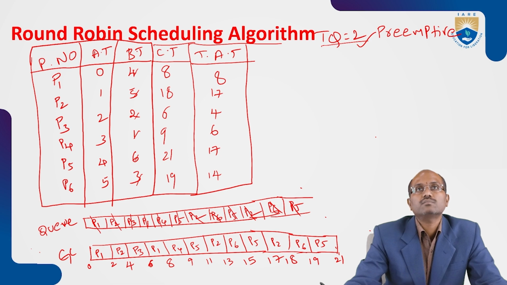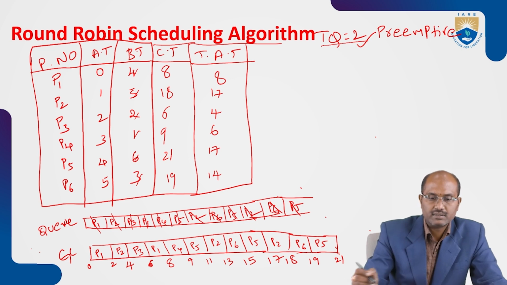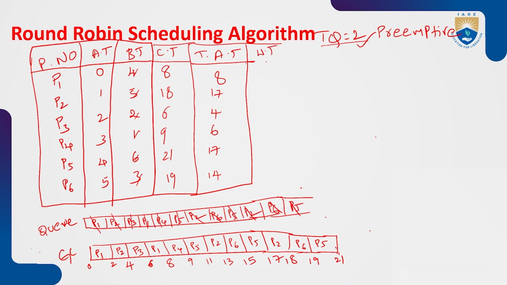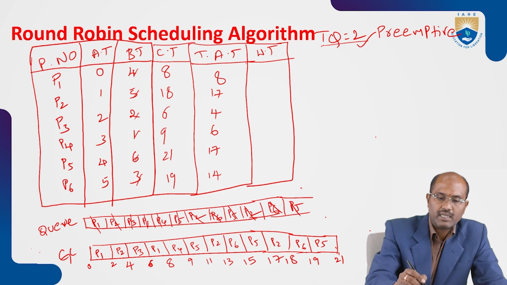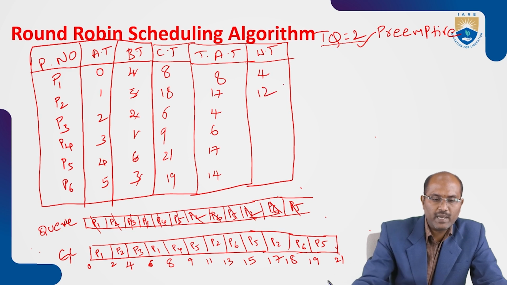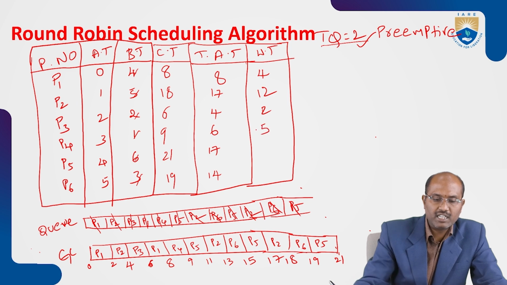Then we calculate the waiting time. Waiting time is turnaround time minus burst time. 8 minus 4, 4. 17 minus 5, 12. 4 minus 2, 2. 6 minus 1, 5. 17 minus 6, 11. 14 minus 3, 11.